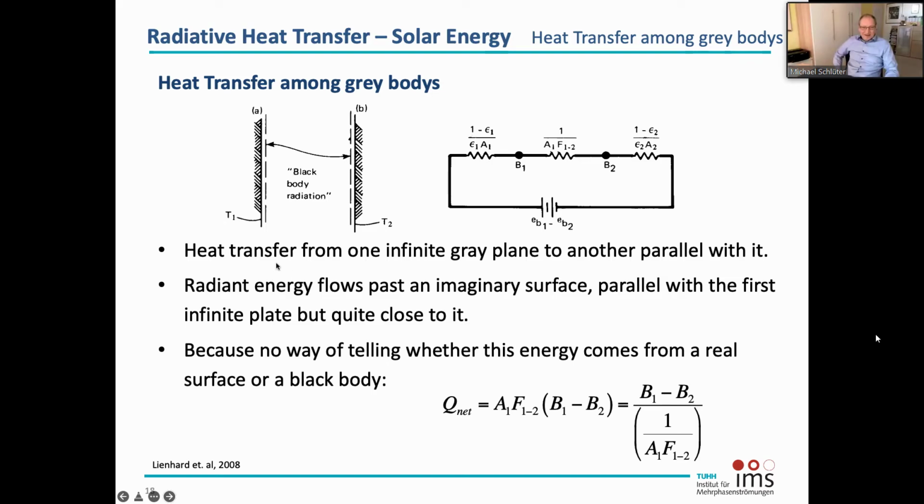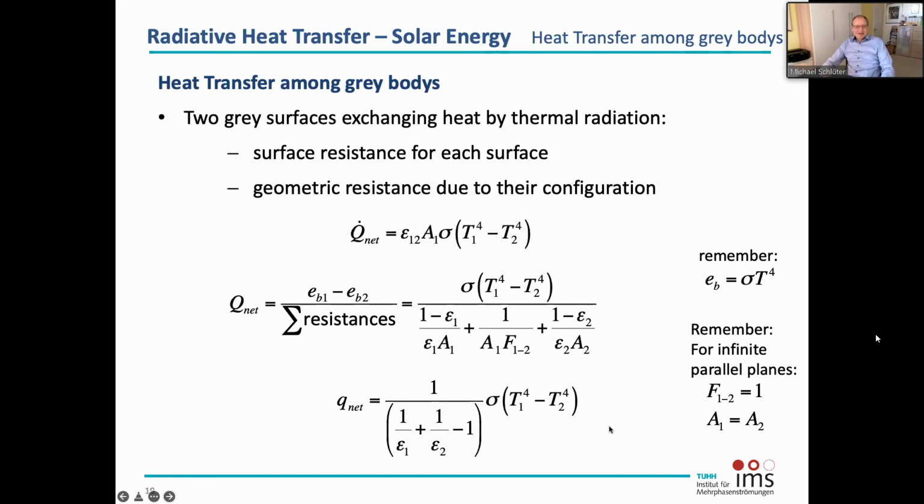So this is how we can calculate heat transfer from one infinite gray plane to another parallel with it. This is what we have done now. The radiant energy flows past an imaginary surface, which we assume parallel with the first infinite plane but quite close to it. So this is here in between. Because there is no way of telling whether this energy comes from a real surface or a black body, we can simplify this with the gray body approximation. So that's what we get as equation at the end.